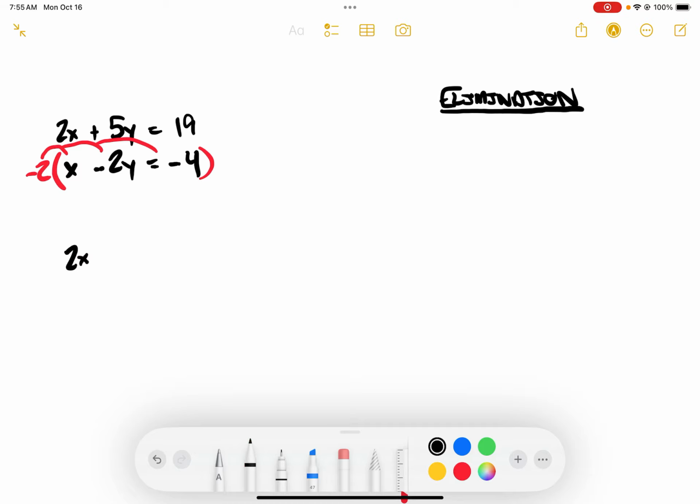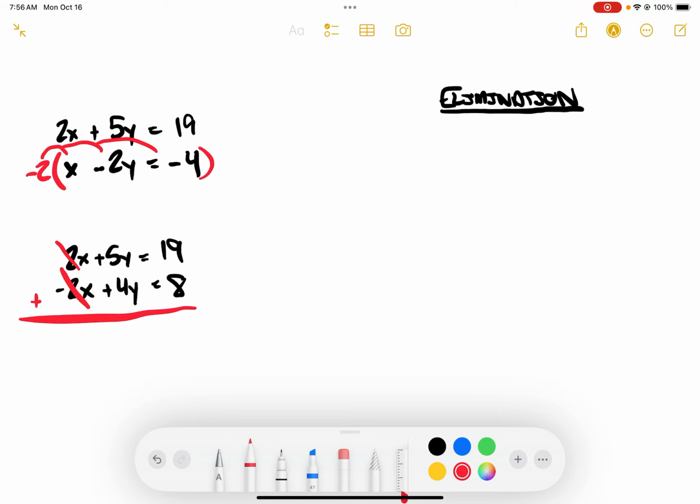So watch what happens. 2x plus 5y, just rewriting the top equation. -2 times x is -2x. Notice what I just got there. I got opposites. That was my goal. -2 times -2y is positive 4y. And -2 times -4 is positive 8. And now I'm in a position where adding together will cause my two variables to cancel out. 2 plus -2 is 0. Those cancel. 5y plus 4y is 9y. And 19 plus 8 is 27. And now all I have to deal with is that multiplied by 9. 27 divided by 9 is 3.